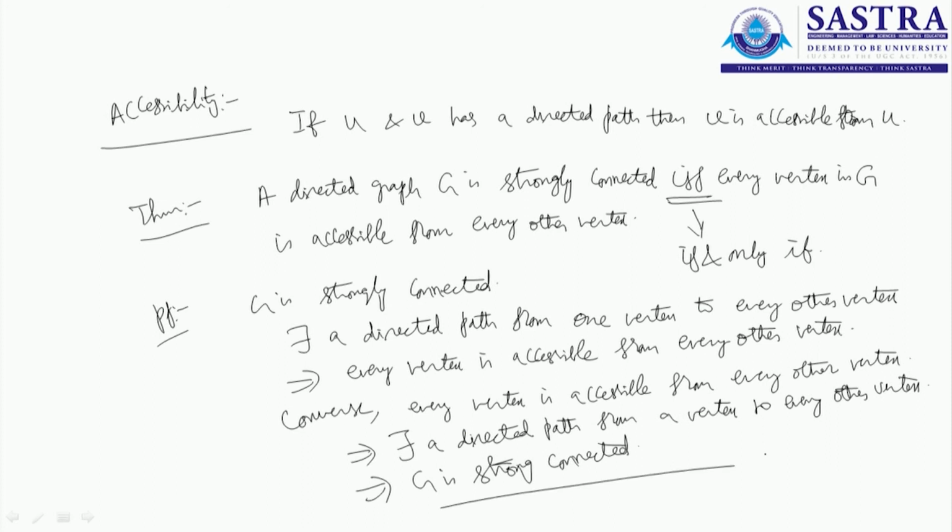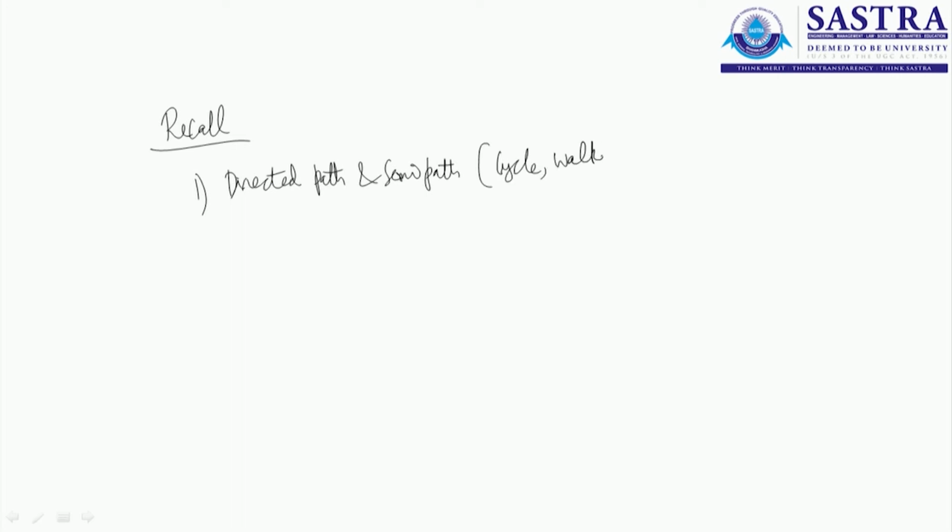So in this case, these are certain important definitions and notations that you have to remember, which we will be using in future. So now let me recall what we have done in this particular lecture. We had defined what is a directed path and semi path, and similarly what is a cycle and what is a path. Number 2, we defined what is a strongly connected graph.